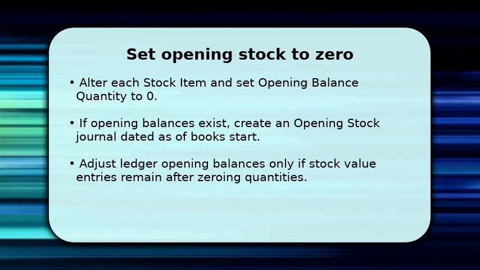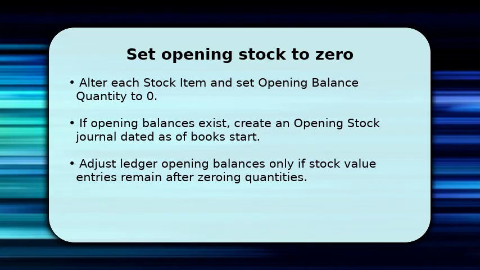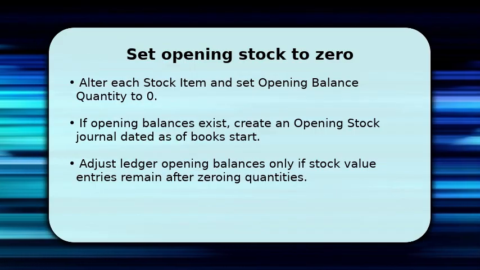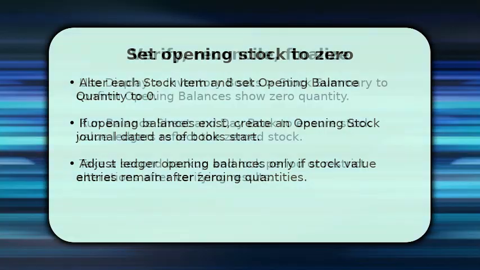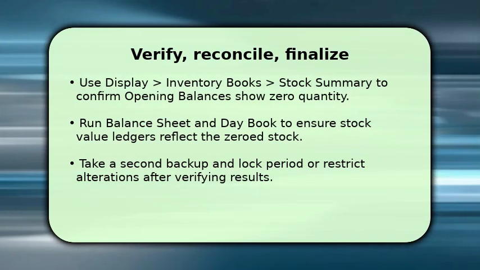If opening balances were recorded using an opening stock voucher, create or edit that opening stock journal dated as of the company start and set quantities to 0 so value is removed. Review corresponding ledger opening balances only if stock valuation amounts still appear, and pass a journal.